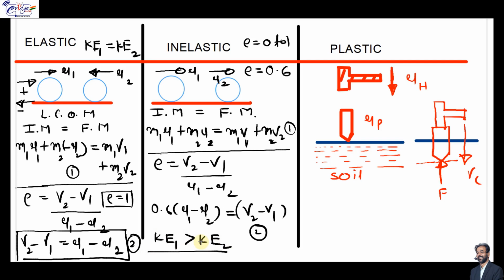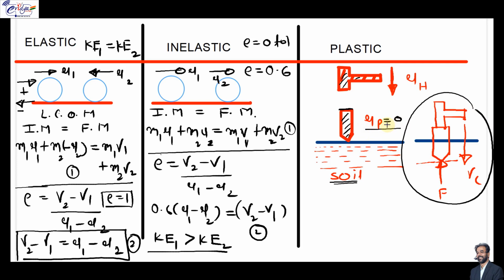Now moving towards plastic collision. See a practical example. Suppose this is a pile and we want to press this pile into the soil. This is the soil. If you apply force from the hammer on this particular portion of the pile, it goes in. But what happens? Initially there is no velocity for the pile. It is 0 because it is only held in place.